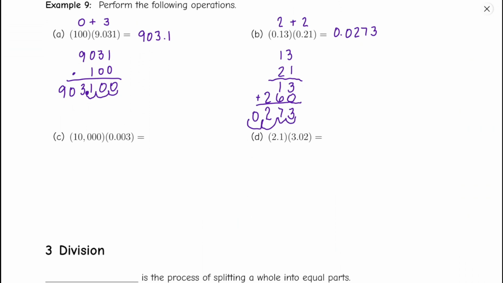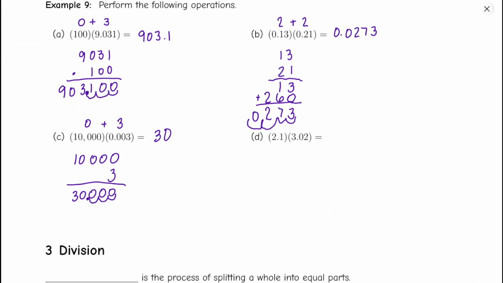10,000 times 3. So again, I'm going to treat it like a whole number. So 10,000 times 3. Well, that's the same thing as 30,000. There's 0 decimal places here. There's 3 here. So I need 3 in my final answer. 1, 2, 3. Now looking at A and C, I'm hoping you're noticing the pattern that when you multiply by a power of 10, that's the same thing as moving the decimal to the right that many zeros.